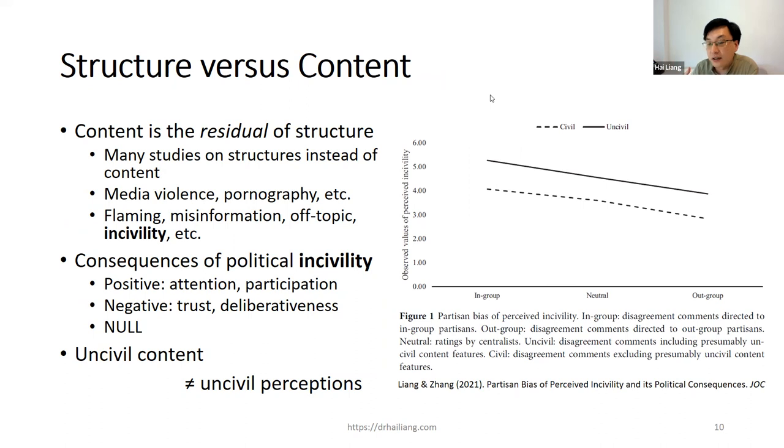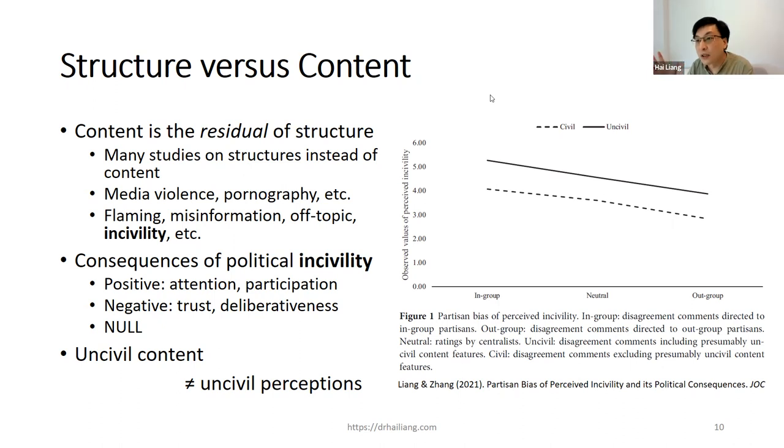So the second part is about the consequence. This is a point I just mentioned: the content is not equal to the perceptions. So they are different things. Here we're just talking about the content features, the uncivil content. That is why we need to use machine learning instead of using experiments to test the consequence of uncivil content, okay?